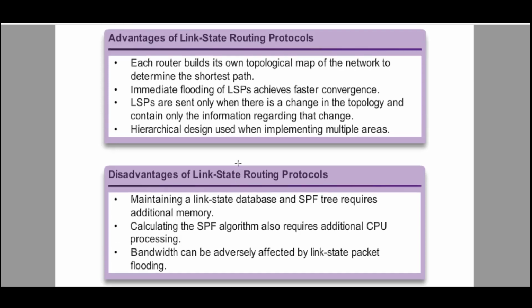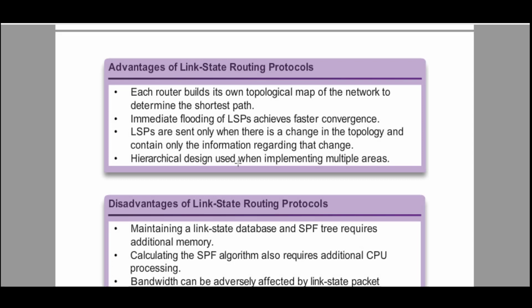Now, what are the advantages you can see? Each router builds its own topological map of the network to determine the shortest path. So every router is going to know about the entire topology. How many routers are available in our topology, where is each router available, where it is connected. All this information every router will know. This is the first advantage.